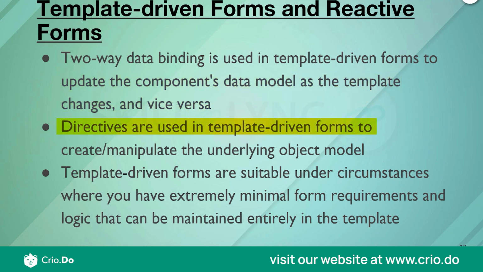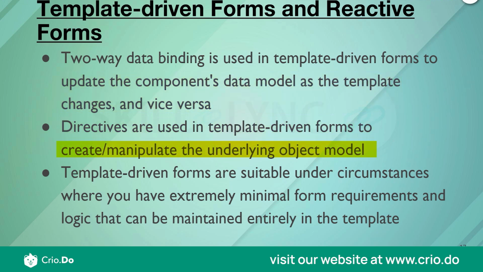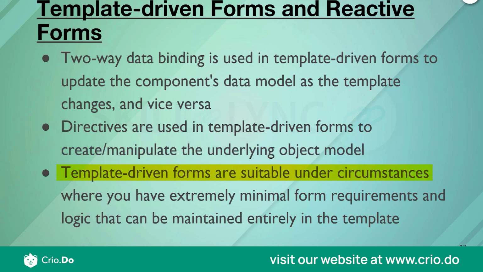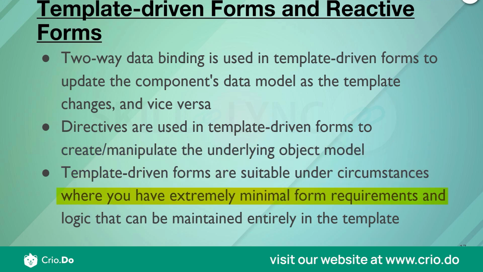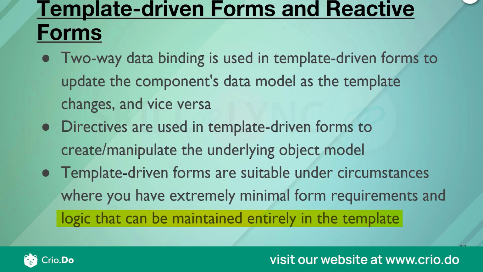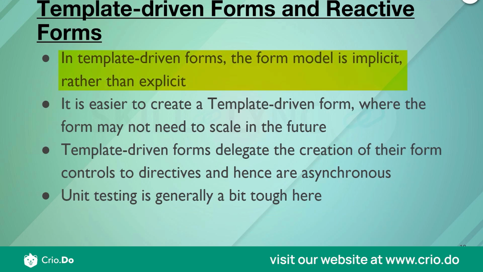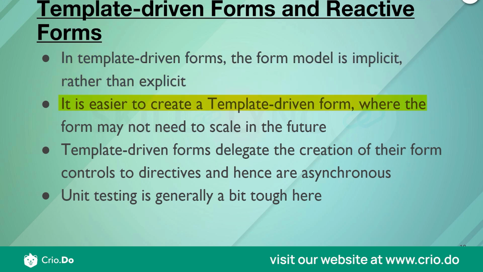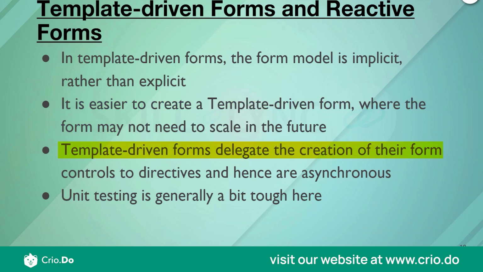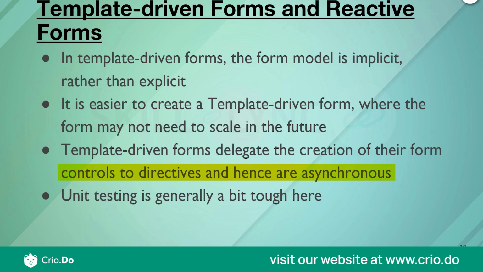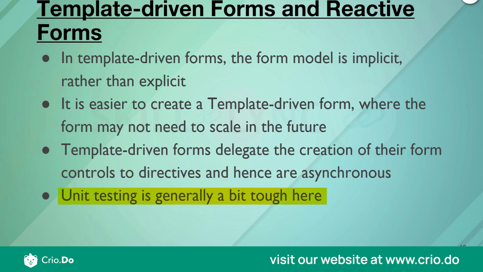Directives are used in template driven forms to create and manipulate the underlying object model. Template driven forms are suitable where you have extremely minimal form requirements and logic that can be maintained entirely in the template. The form model is implicit rather than explicit. It is easier to create a template driven form where the form may not need to scale in future. Template driven forms delegate the creation of their form controls to directives and hence are asynchronous. Unit testing is generally a bit tough with template driven forms.